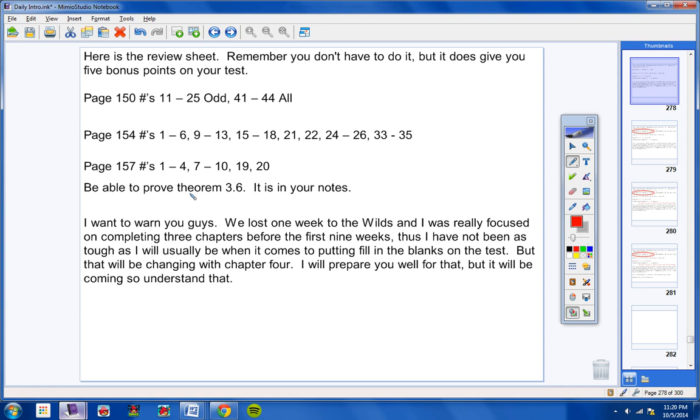So understand that and be ready for that. Starting with chapter 4, there'll be a lot more fill in the blanks and a lot more memorization than what you've had on the first 3 tests. Okay, so keep that in mind and understand that.